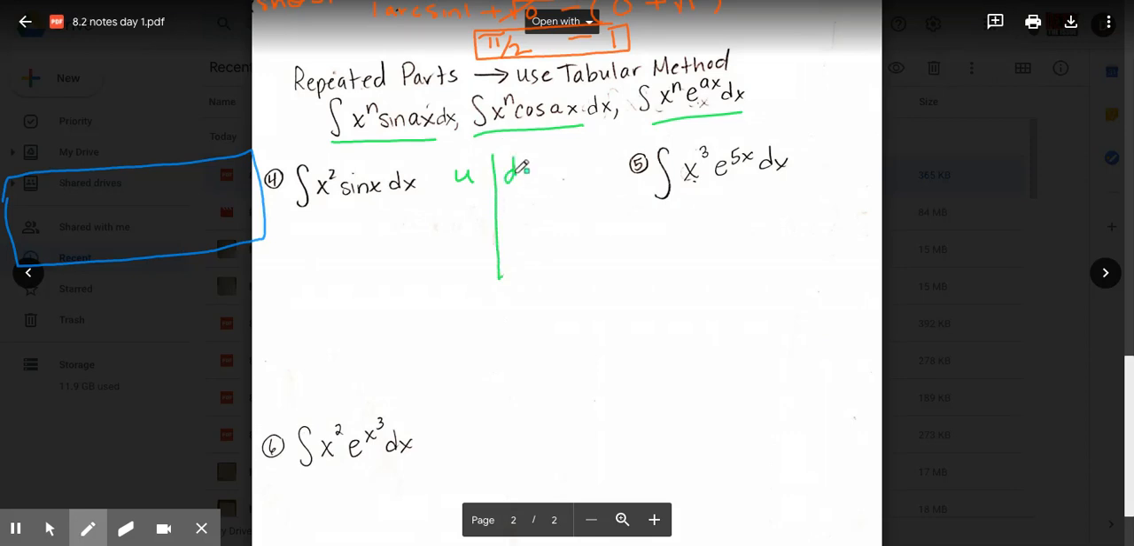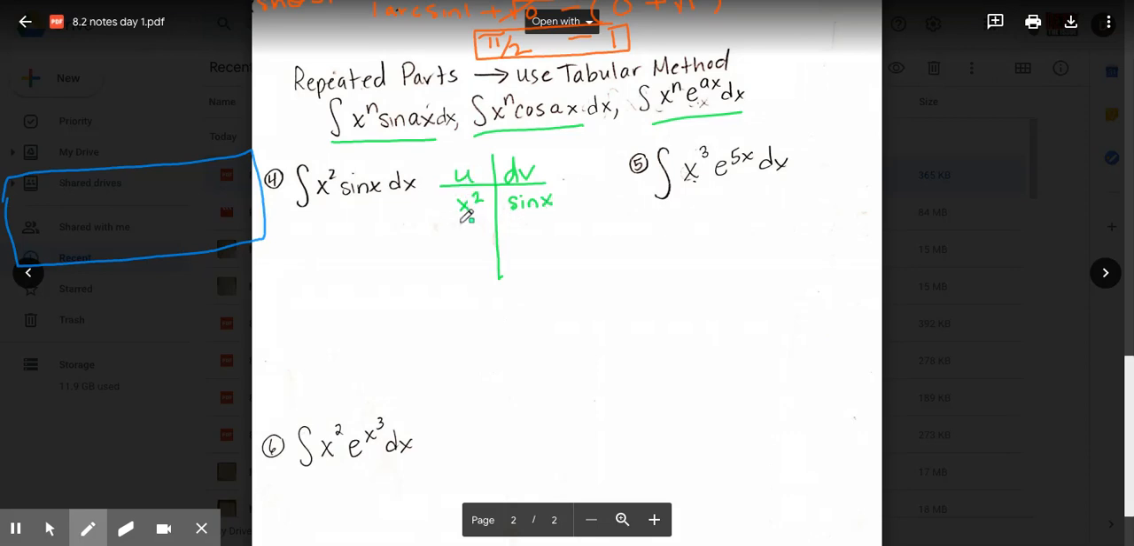And it's going to have a chart with U and dV labeled at the top. You pick your U the same way with LIPIT. So logs, no. Inverse trig, no. Polynomials, yes. So your U is x squared, okay? Your dV is everything else, sine x. And you can put the dx in there, but it's not super important to do that for this case.